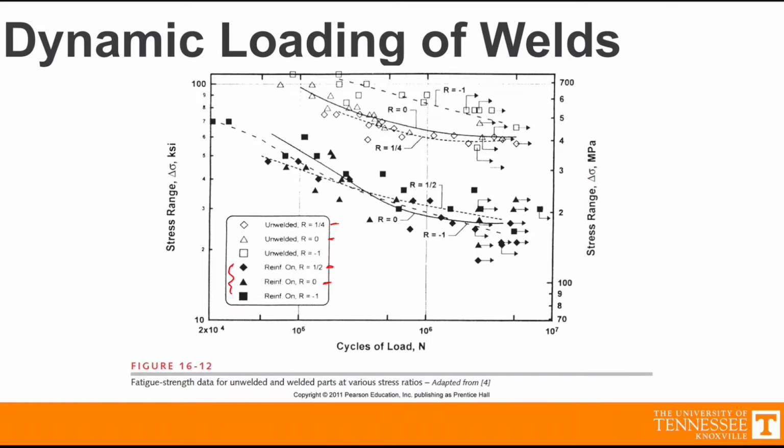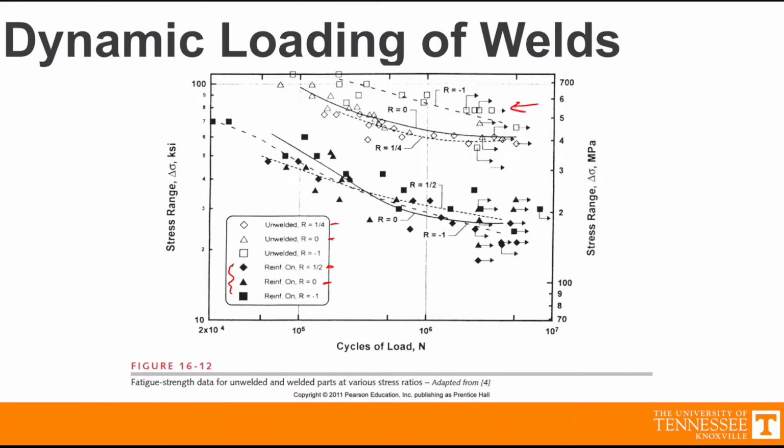And one thing that's interesting is you'll notice, especially up here where these squares are, there's a distinct difference between when there's mean stress and when there's not. And when there's mean stress, the unwelded material fails at a significantly lower stress range than when there is no mean stress. But if we look at the welded material, that difference isn't nearly as clear. So all this goes to show is that mean stress really does not have an effect in terms of how welds fail when they're dynamically loaded.